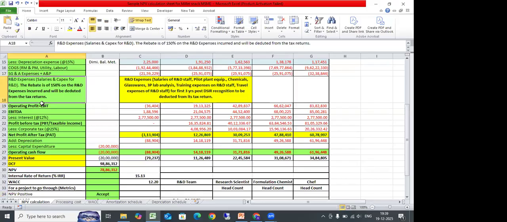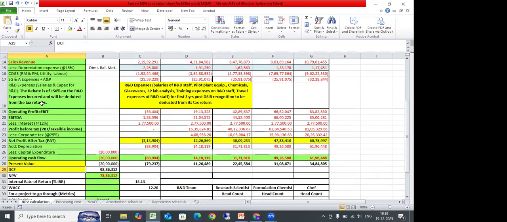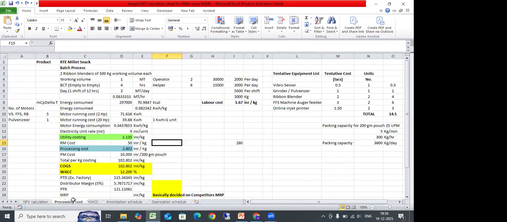Where I have taken depreciation expenses, COGS, SG&A, R&D expenses. I will explain what the operating profit, EBIT, EBITDA, all those things I have done, then DCF and NPV. I have not taken the future maintenance cost into this calculation. You can add it. The preventive maintenance cost that will be incurred.